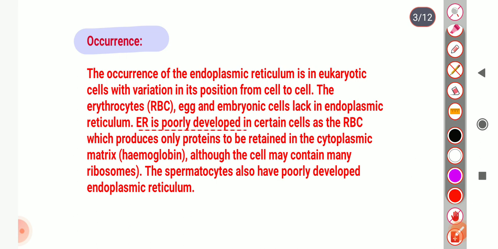Endoplasmic reticulum is poorly developed in certain cells such as the RBC, which produce only protein to be retained in the cytoplasmic matrix. RBC only produce protein molecules, so the endoplasmic reticulum is less developed in RBC. Although a cell may contain many ribosomes, the spermatocytes have poorly developed endoplasmic reticulum. These all are about the occurrence.